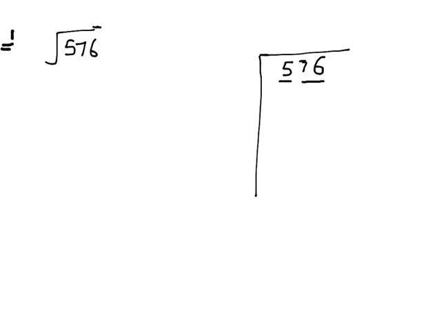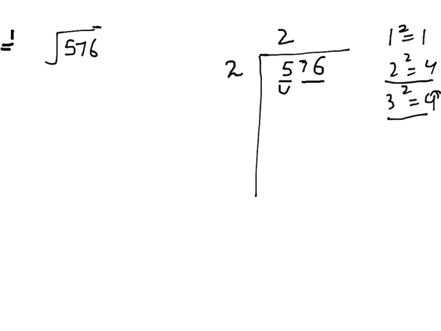Now we have to find a square of a number that is less than or equal to 5. Let's start with 1 square, that gives 1. 2 square gives 4, and 3 square gives 9. Clearly 9 is greater than 5, so we cannot take it. Here 2 square is equal to 4, which is less than 5. So we copy the digit 2 over here and 2 over here, and 2 times 2 gives us 4.